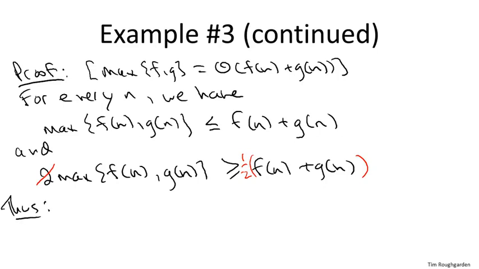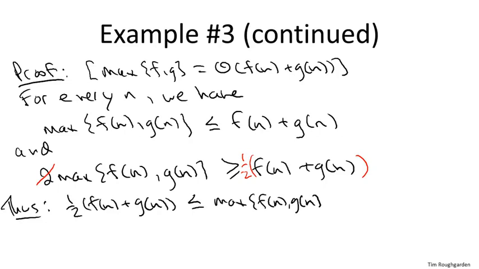And now we're pretty much home free, right? So what does this say? This says that for every possible n, the maximum is wedged between suitable multiples of the sum. So 1/2 times f of n plus g of n is a lower bound on the maximum. This is just the second inequality that we derived. And by the first inequality, that's bounded above by 1 times the sum. And this holds no matter what n is, any n at least 1.